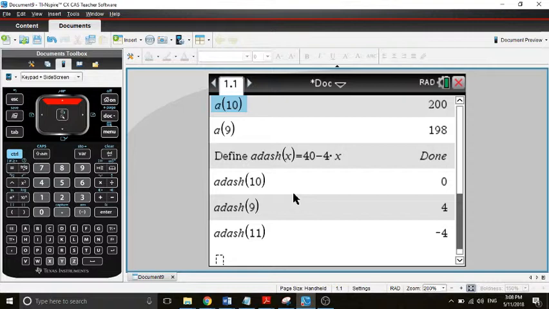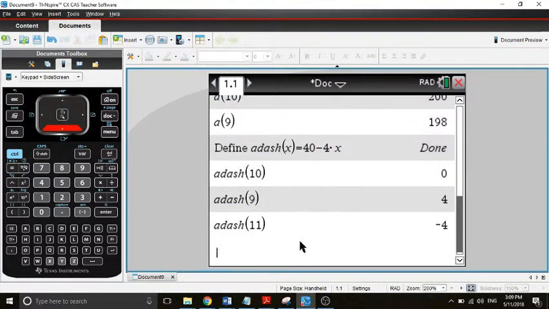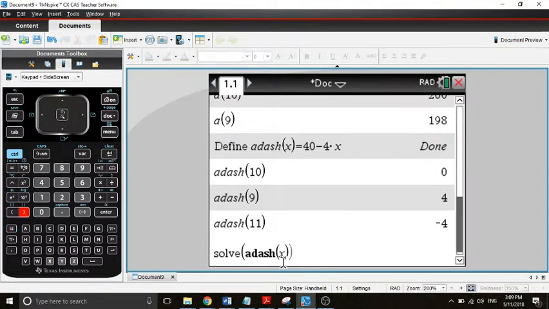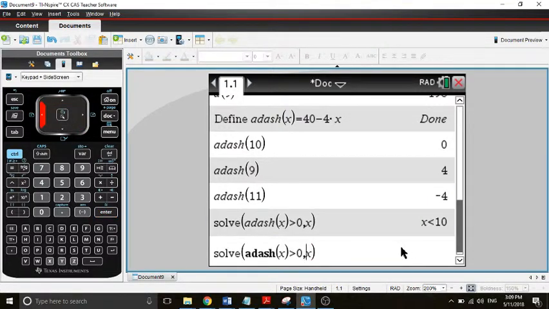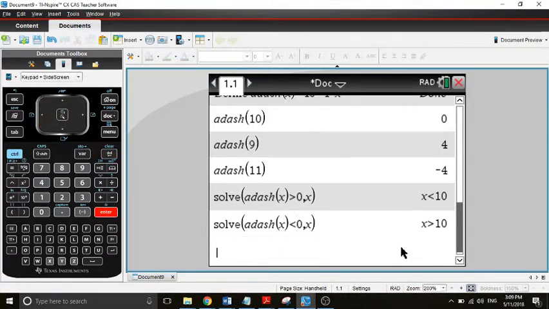Now, how do we find out where a function is increasing or decreasing? Well, we know that a function is increasing if our derivative is greater than 0. So we say solve A dash of x greater than 0 for x. So x is less than 10. That's where it's increasing. We want to see where it's decreasing. It is where the derivative is less than 0. Remember, it doesn't include 0. So that tells us that it's decreasing where x is greater than 10.